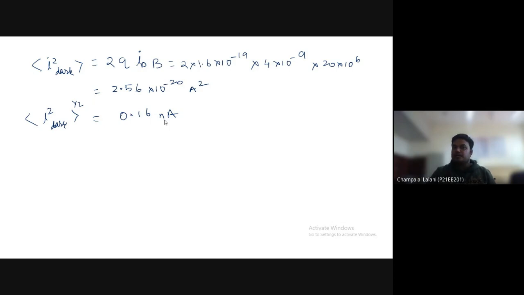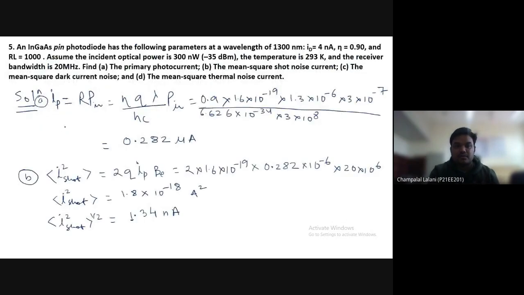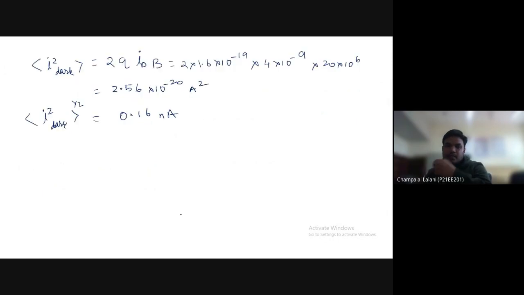Here you can see one thing. The noise due to dark current is negligible as compared to the noise due to the shot noise. See, the shot noise is 1.34 nanoampere, and the noise due to the dark current is 0.16 nanoampere.